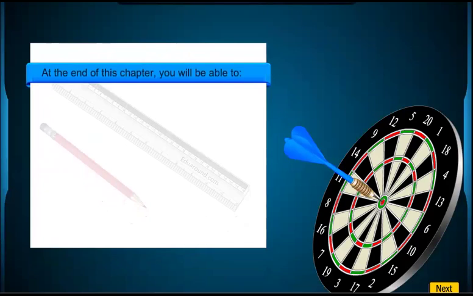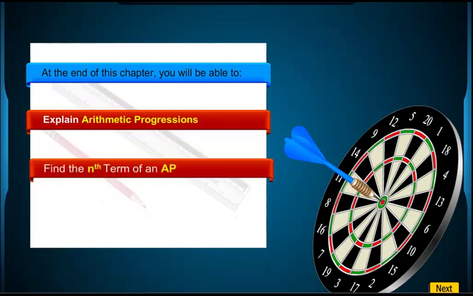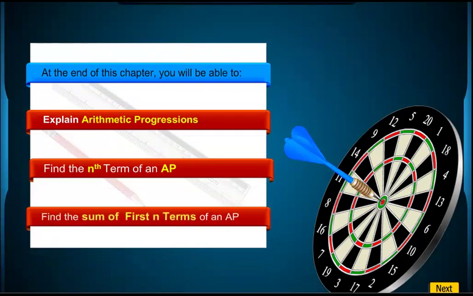At the end of this chapter, you will be able to explain arithmetic progression, find the nth term of an AP, and find the sum of the first n terms of an AP.